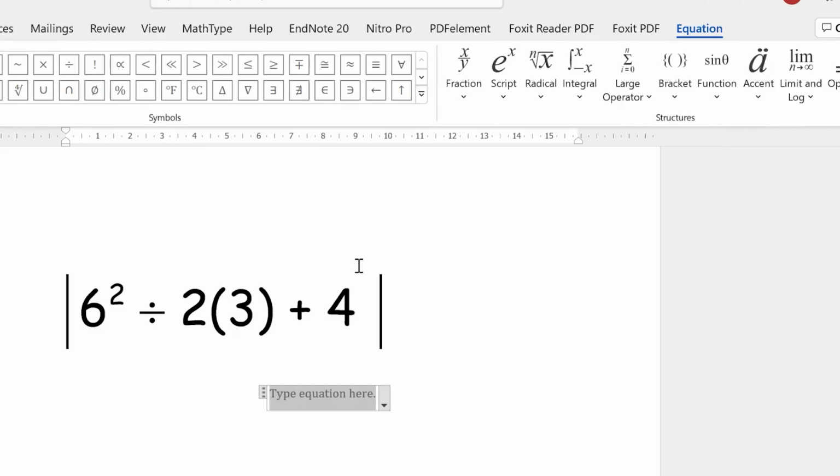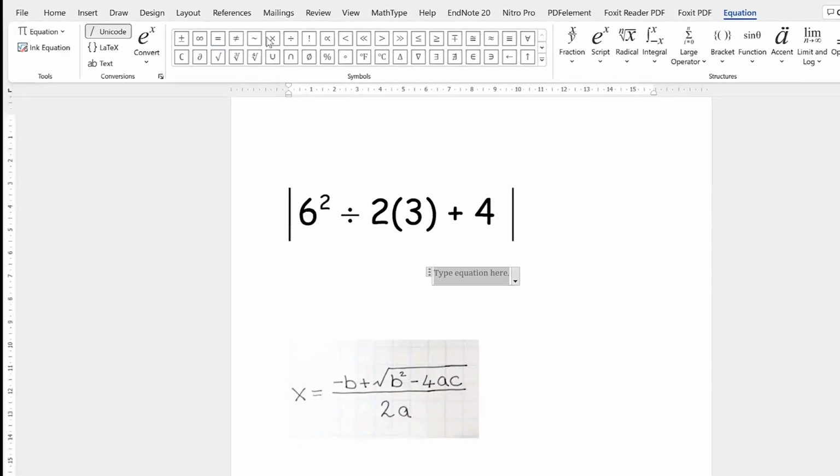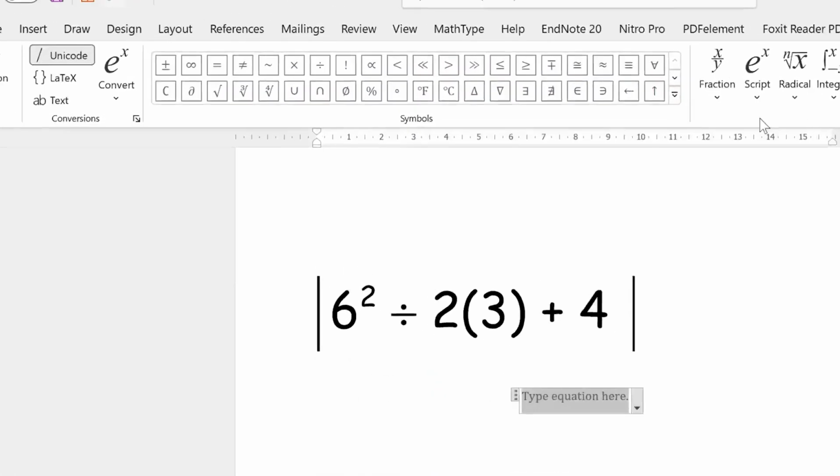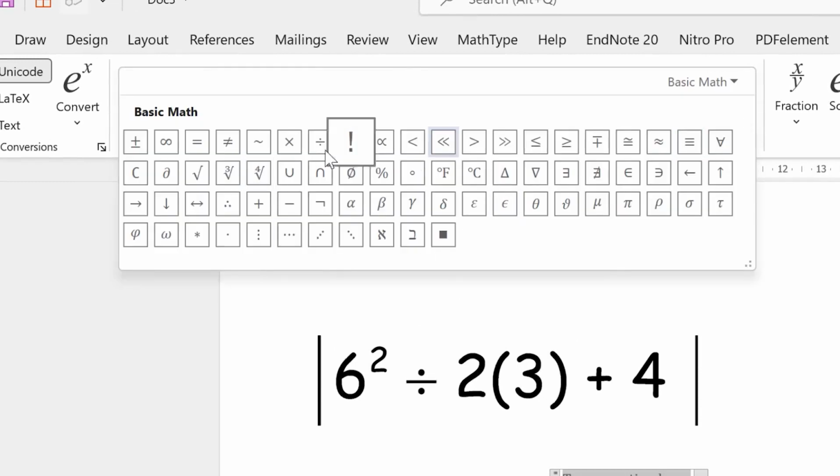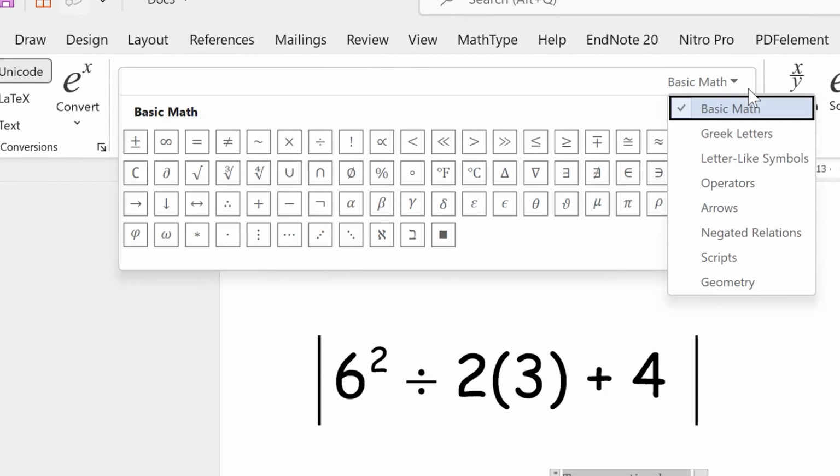So there are a bunch of things that you can pay attention to. For example, you have a list of symbols that you can easily reach out to and use. This is the basic math. When you click on this drop down, you have the option to check Greek letters, letter-like symbols, operators, arrows, negated relations, scripts, and geometry. You can easily bring in different kinds of symbols from this list.